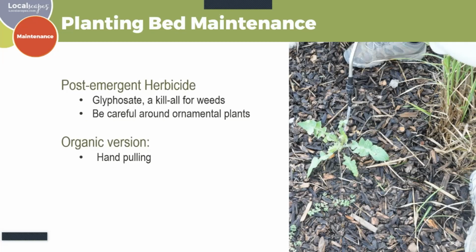Okay, moving on to planting bed maintenance. I've already talked a little bit about pre-emergent. Post-emergent herbicide means the weed is already up and already growing, and you're trying to kill it after the fact. Glyphosate is the ingredient in Roundup, and it's used in Killzall and those kinds of herbicides that are not selective. In other words, they will kill everything. So if you spray it on a weed and you spray it on your perennial, it'll kill both. So be careful with post-emergent herbicides. They're meant to kill plants.